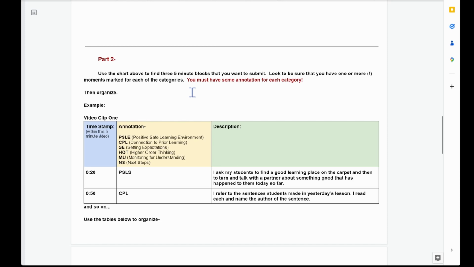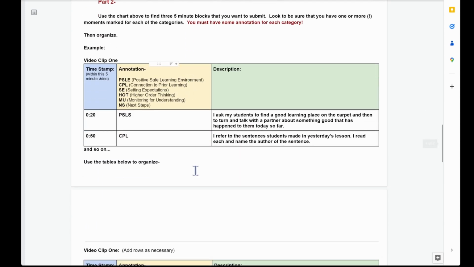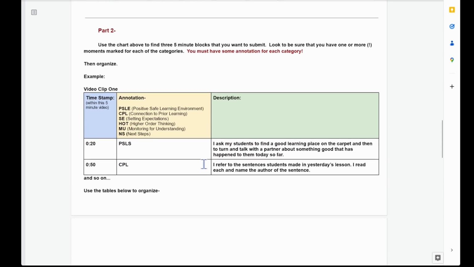And then I suggest using this table up here to decide which of the 5-minute blocks that you want to submit. You get to submit 3 5-minute blocks, and that table up above is going to help you figure out which ones have most of the elements. And then using this tool, you can set out what video clip 1 does.